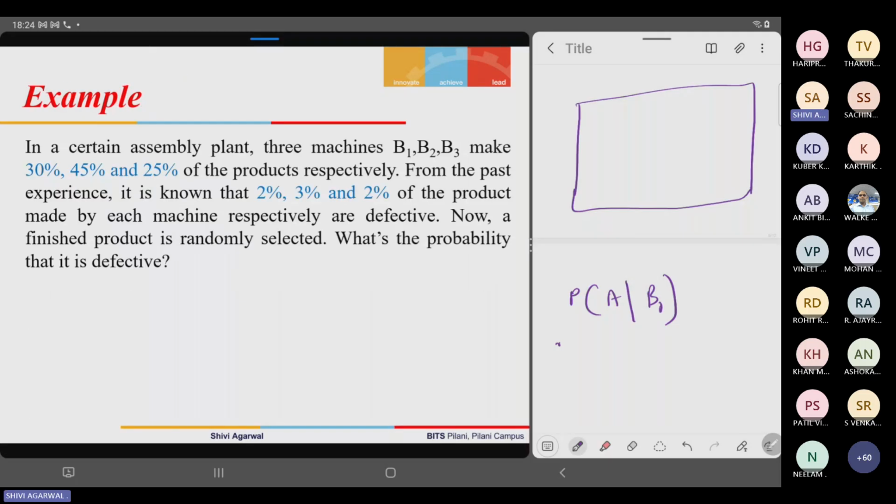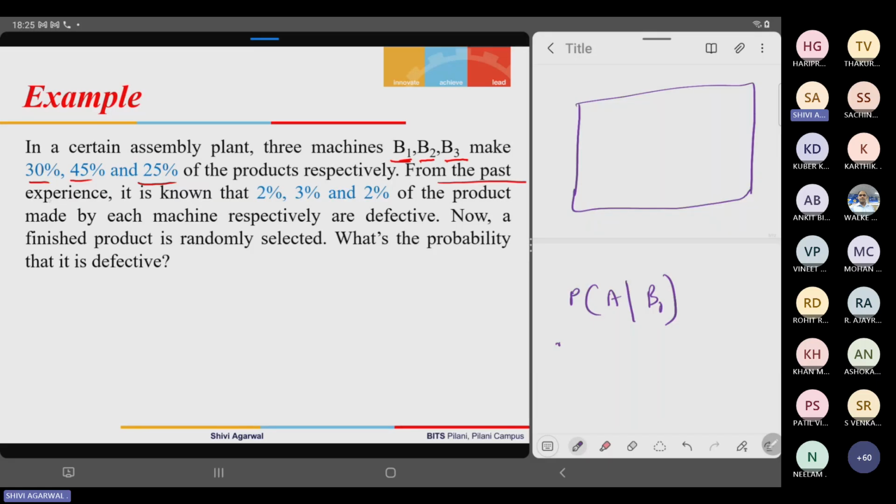Now we are just going through one example. In a certain assembly plant, three machines B1, B2, B3 make 30%, 45% and 25% of the products respectively. So it means the probability of B1, the probability of B2 and the probability of B3 are given here, that is 30%, 45% and 25%.